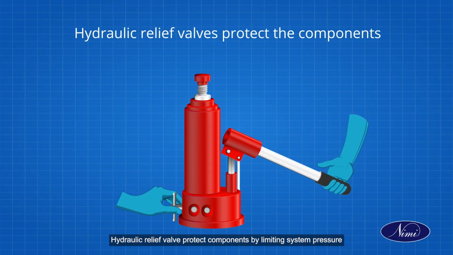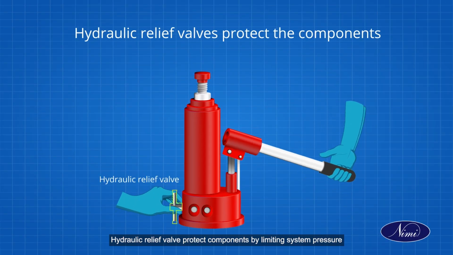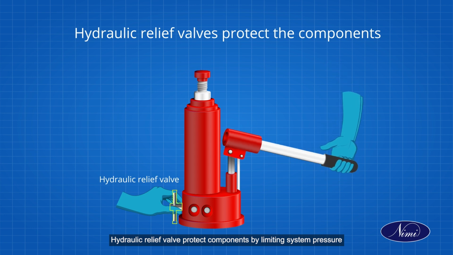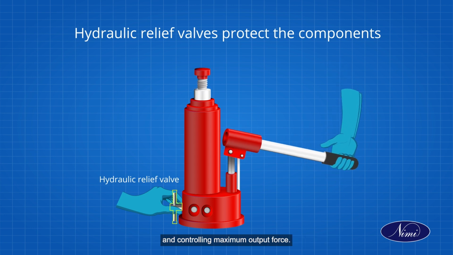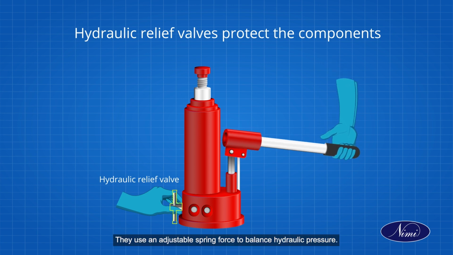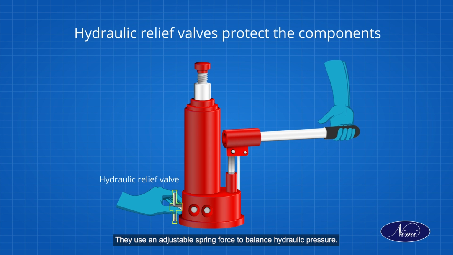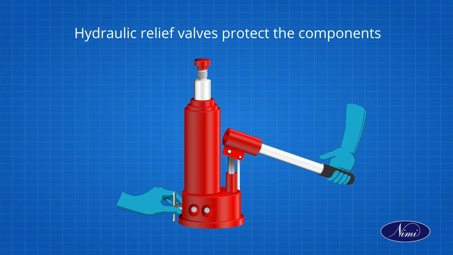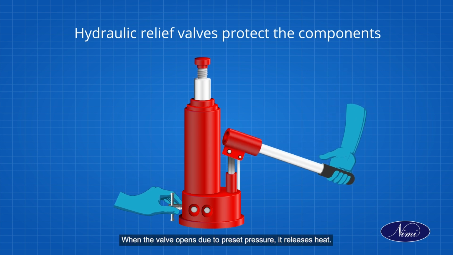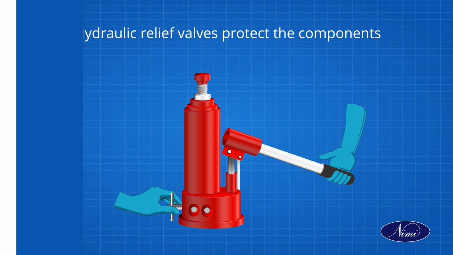Hydraulic relief valves protect components by limiting system pressure and controlling maximum output force. They use an adjustable spring force to balance hydraulic pressure. When the valve opens due to preset pressure, it releases heat.